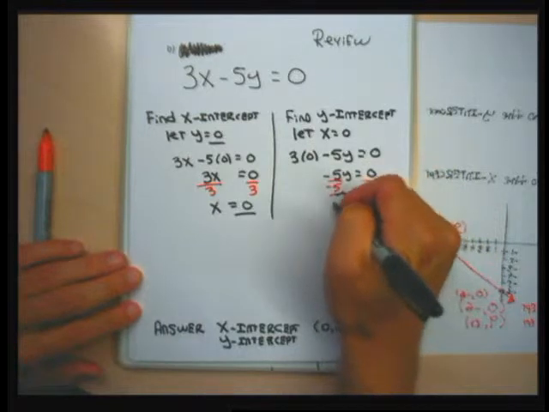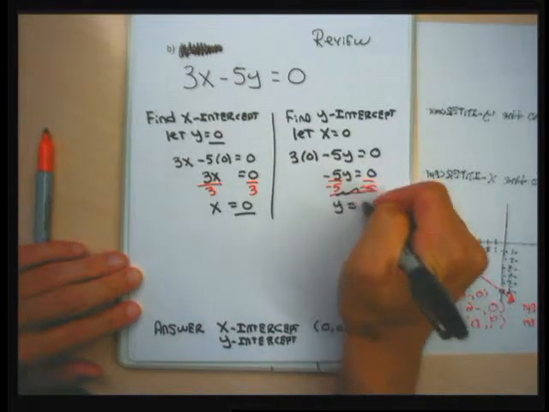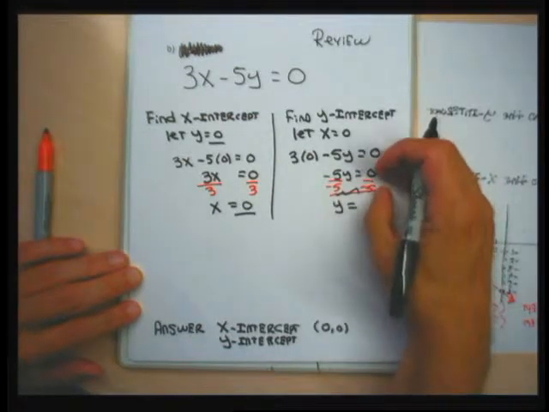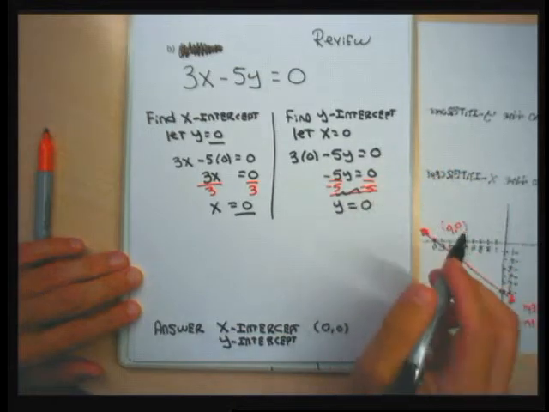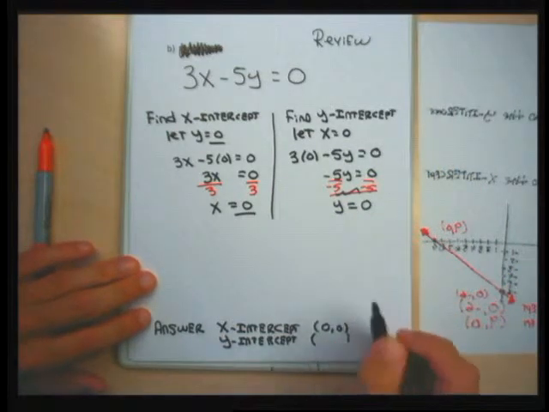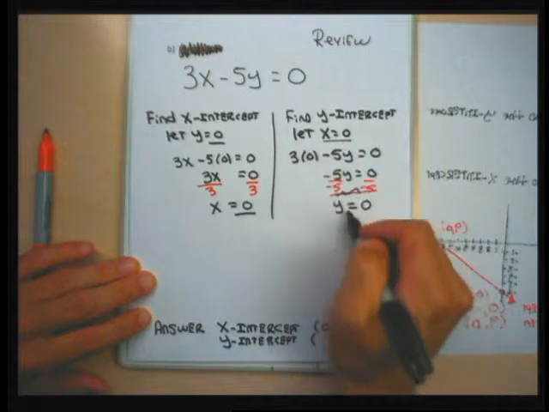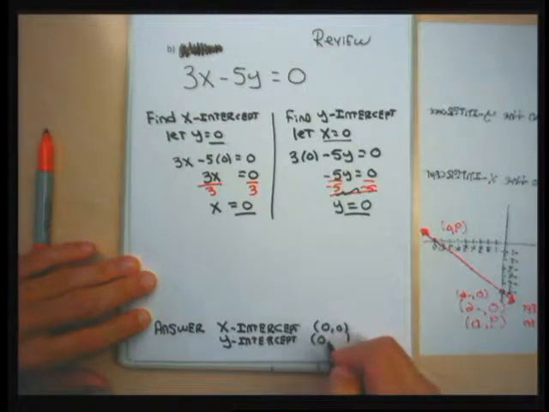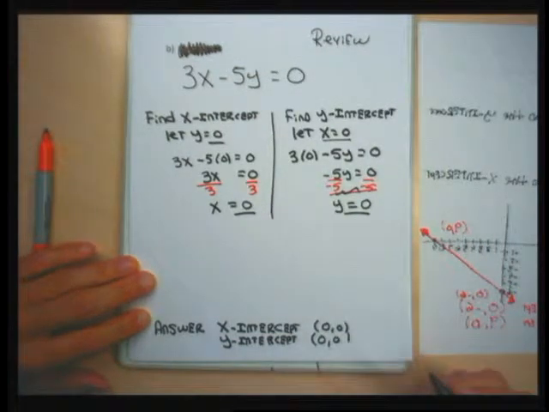On the left side, the y's cancel, the negative 5's cancel. I'm left with the y. On the right side, I have a fraction with 0 in the numerator, which is equal to 0. Again, I'm going to write the intercept as a point. It's x equal to 0, y equal to 0. I write x first, y second. I get the point 0, 0.